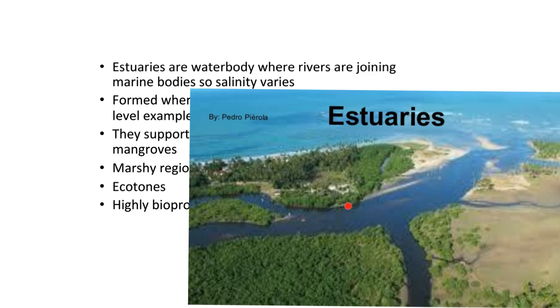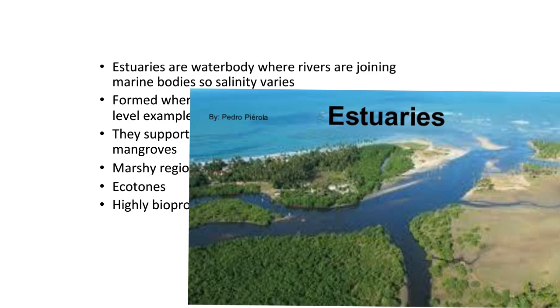Remember, ecotone. Okay, ecotones are the transitional zones between two different types of bodies. Here is the river body, a freshwater body. Here it is a saline water body where the salt content is more. This is a marshy body. The saline content will be between this and this. So such transitional bodies are considered an ecotone.